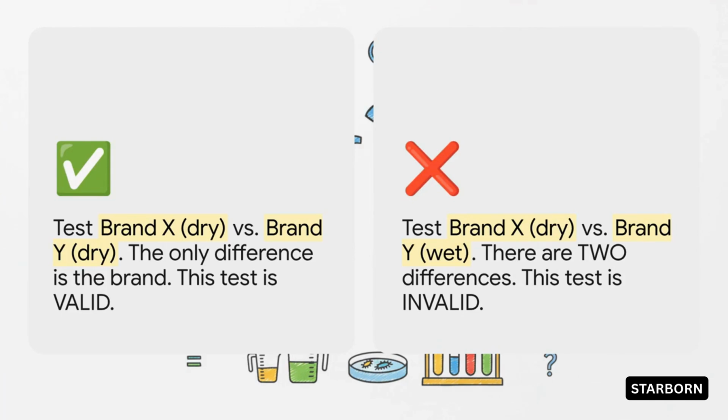Let's really break this down. A fair test would be to compare a dry sheet of brand X to a dry sheet of brand Y. The only difference, our one and only IV, is the brand. That's a valid test. But what if the commercial tested a dry brand X against a wet brand Y? Uh-oh, now you've got two differences, the brand and the wetness. That means the whole experiment is totally invalid.